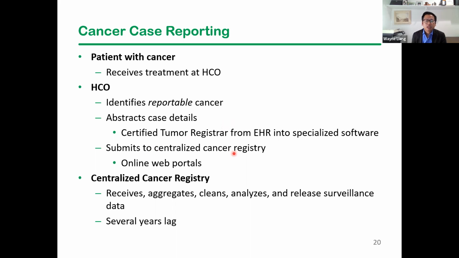And then it's submitted oftentimes to a centralized registry through an online web portal. Oftentimes, maybe there's an upload of a file or manual entry. And then what does that centralized cancer registry do? Well, it receives the data, aggregates it, cleans it, analyzes it, and then usually several years later releases the data after all this has occurred. So that's cancer surveillance.